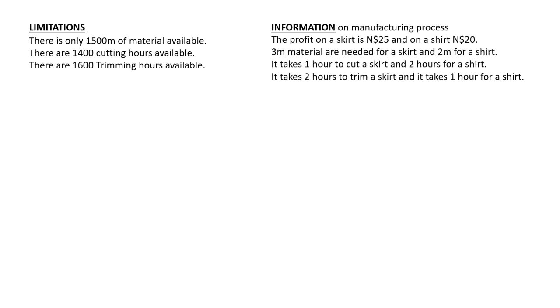Now, there's some information that he got from the previous guy who was doing the job about the manufacturing process, and this is what we have over here. He noticed that when he makes one skirt, there's a profit of $25. When he makes a shirt, there's a profit of $20. He needs 3 meters for a skirt and 2 meters in order to make a shirt.